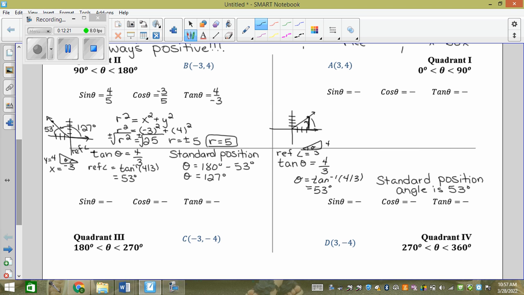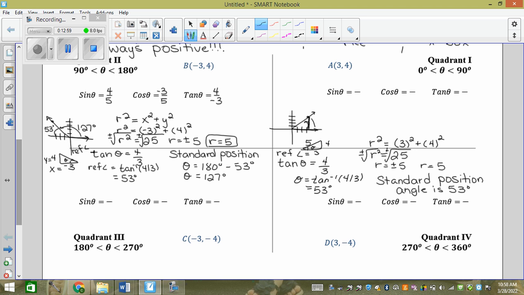Now, I have 3 and 4. What's my radius going to be? 5. Is it going to change? No, because I'm going to go r squared equals 3 squared plus 4 squared, which is still 25. Because whether I square a negative 3 or I square a 3, it's going to end up being 9, right? Square root, plus or minus. So r equals plus or minus 5, and in this case r equals 5.